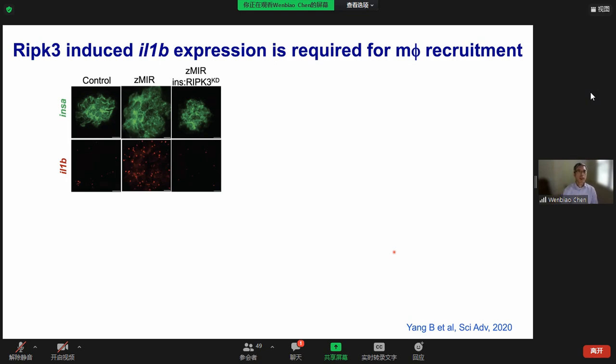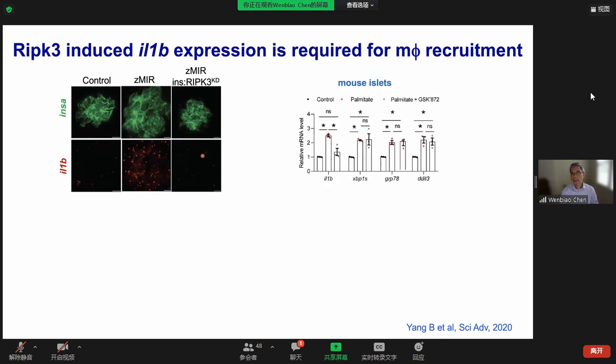For example, we look at IL-1 beta, which is the most commonly associated inflammatory cytokine involved in islet inflammation. We found indeed in the ZMR fish, overnutrition induces IL-1 beta expression in the beta cells, and the expression of dominant active RIPK3 prevents that from happening. So suggesting that RIPK3 mediates IL-1 beta expression, and we have shown that this is also true in cultured mouse islets.